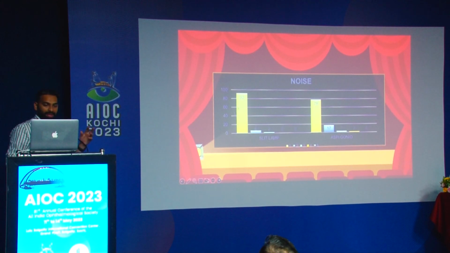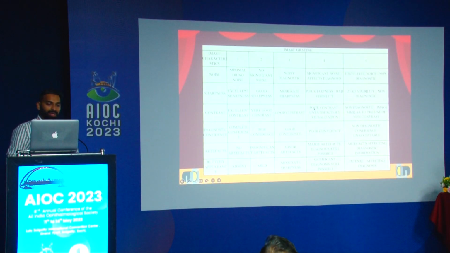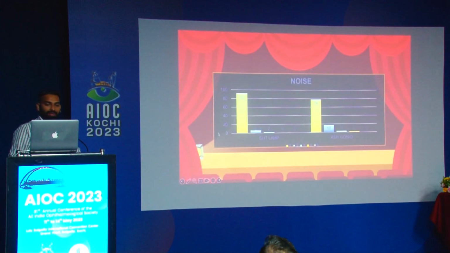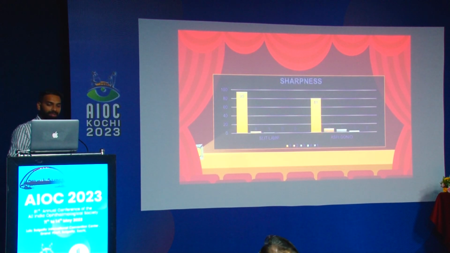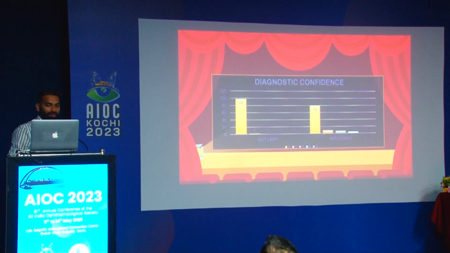You can see 92 and 78. This is according to this grading: we have noise, sharpness, contrast, diagnostic confidence, artifact, and blotchy appearance, with 1 being the minimum and 5 being the highest. With this, we graded all these images, which were randomly put and given to graders, and we could see it was almost comparable to that of the slit lamp.